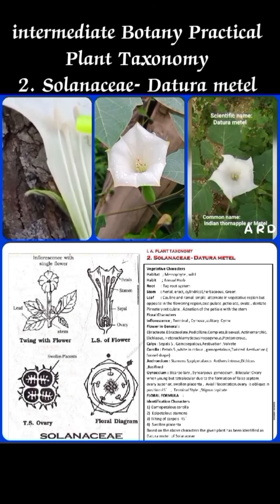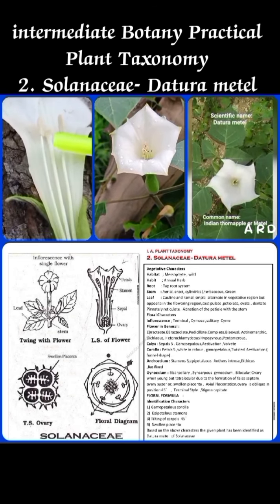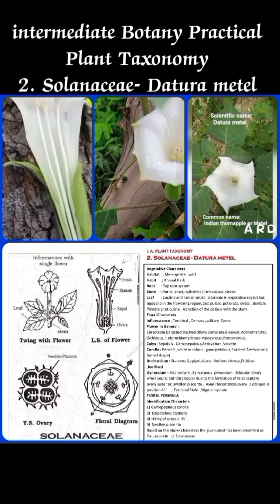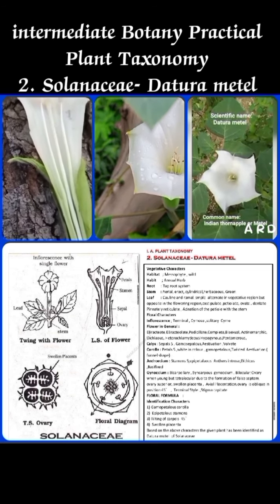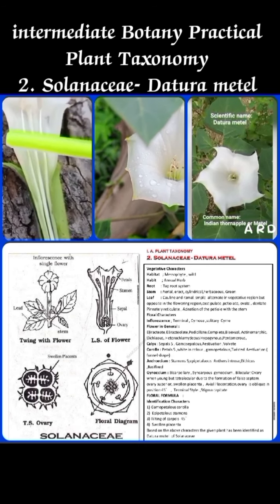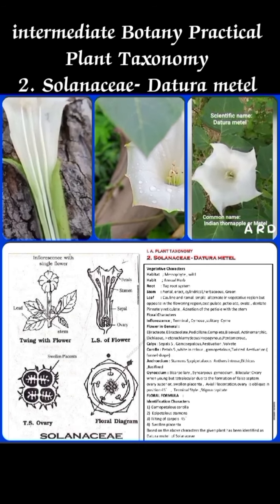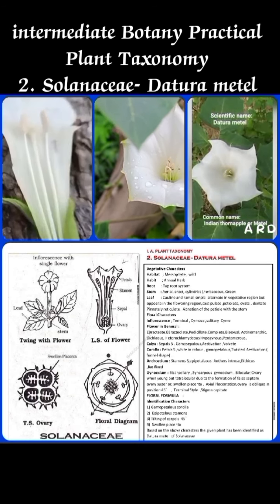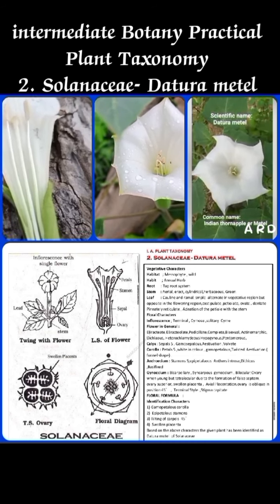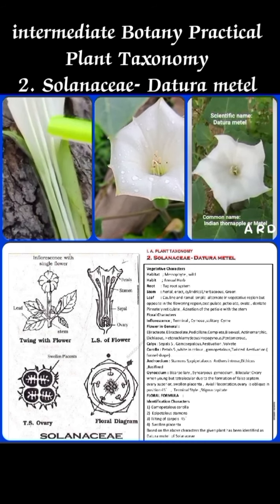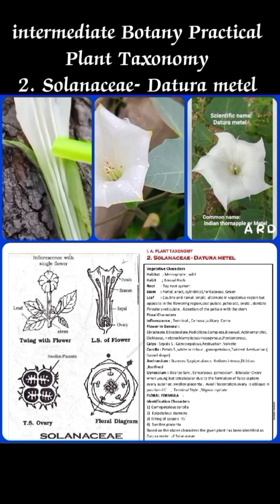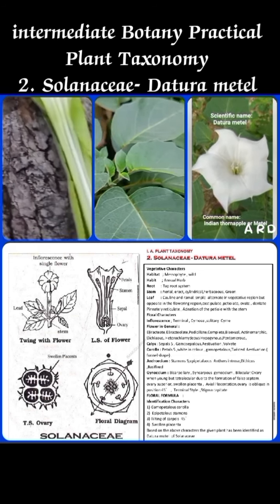Flower in general: ebracteate, bracteolate, pedicellate, complete, bisexual, actinomorphic, heteroclamydous, hypogynous, pentamerous flower. Calyx sepals 5, gamosepalous, valvate estivation. Corolla petals 5, white in color, gamopetalous, twisted estivation, funnel shape. Androecium stamens 5, epipetalous, anthers introrse, dithecous, basifixed.